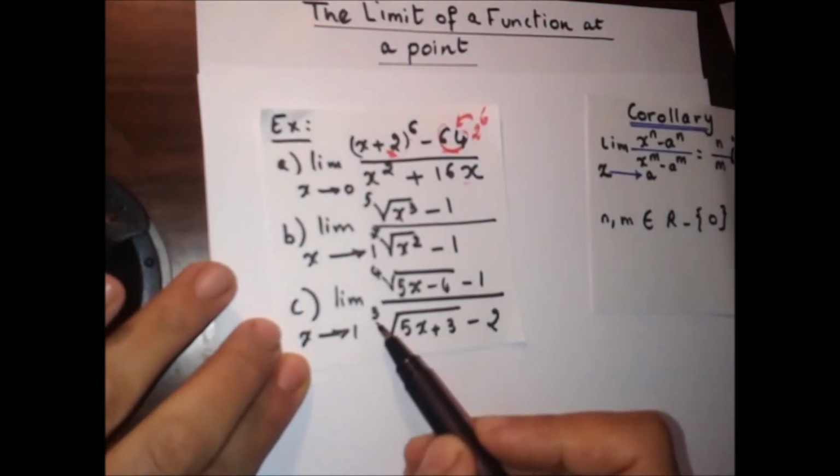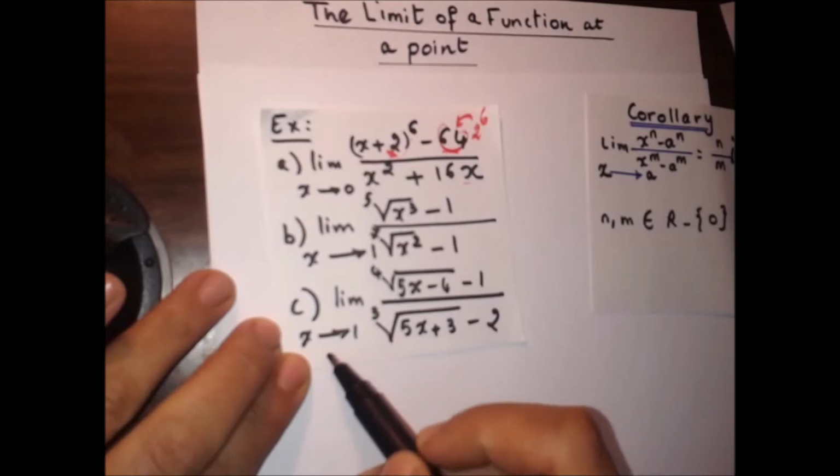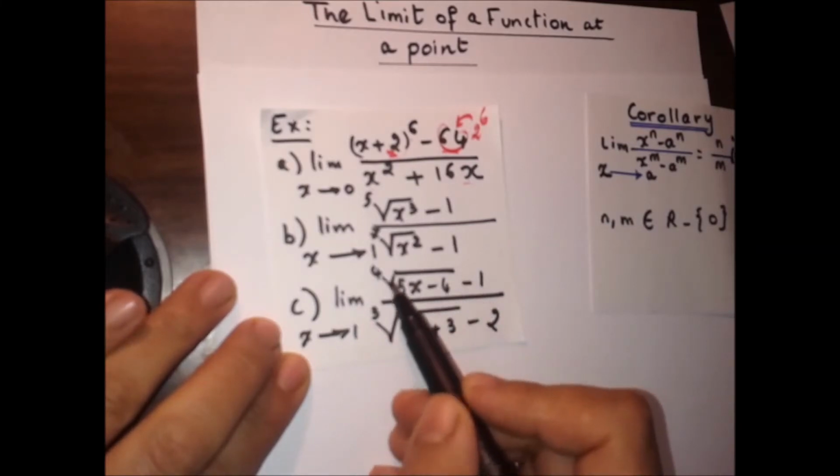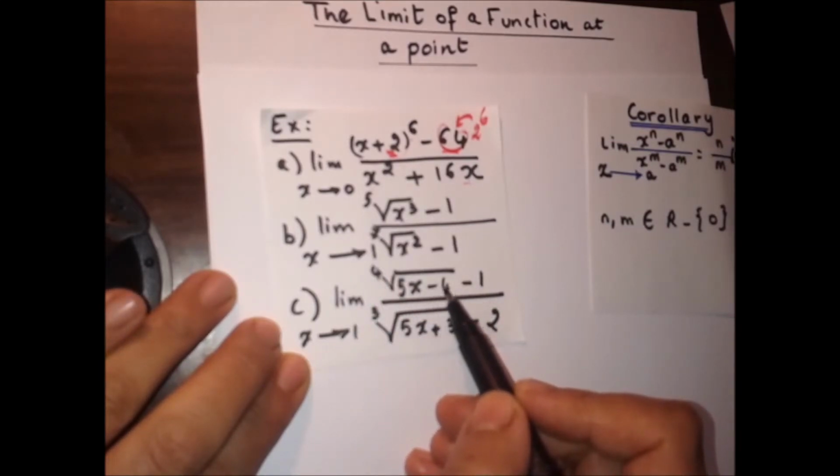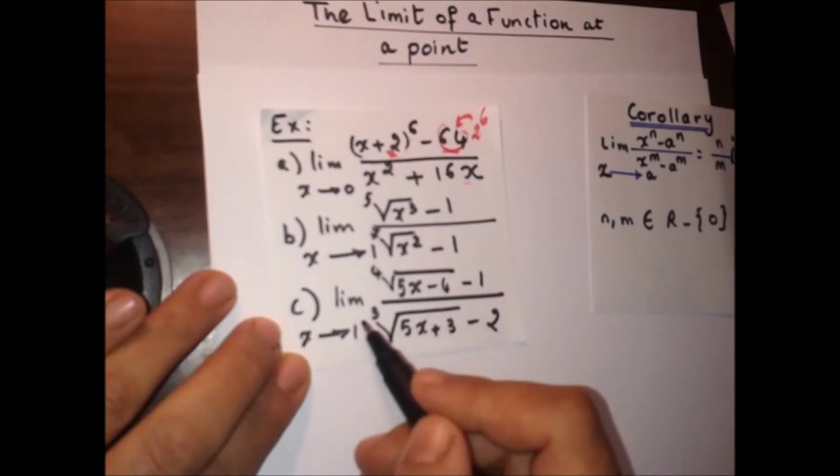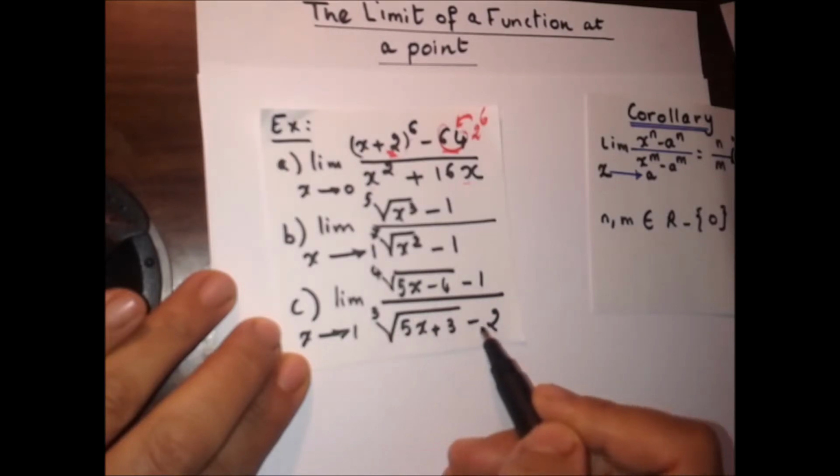Now take another one. Limit as x tends to 1 of the 4th root of 5x minus 4, minus 1, over the cubic root of 5x plus 3, minus 2.